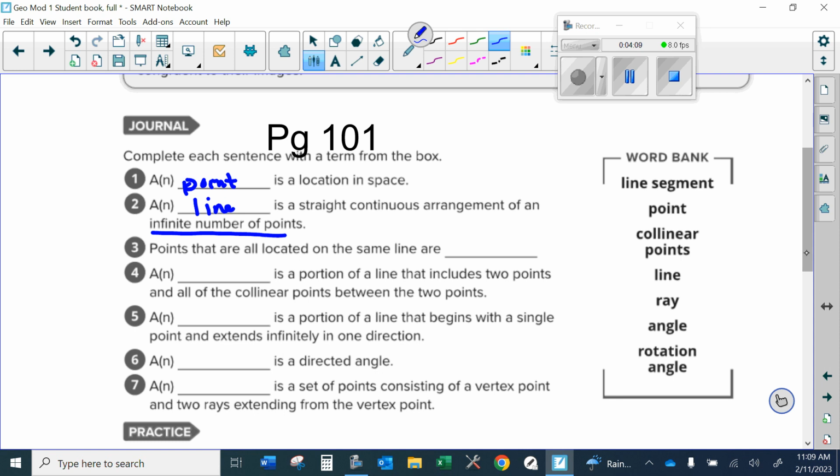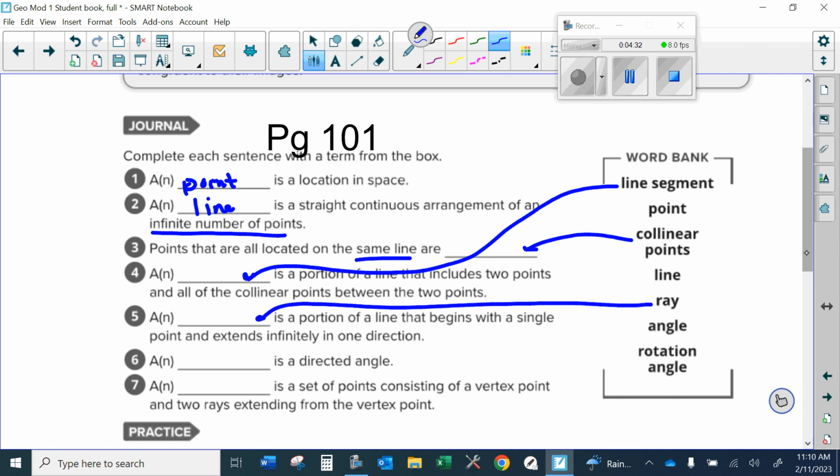Points that are all located on the same line, collinear. A blank is a portion of a line that includes 2 points and all the collinear points between the 2 points. That's a segment or line segment. A blank is a portion of a line that begins with a single point and extends infinitely in one direction. There's your ray.